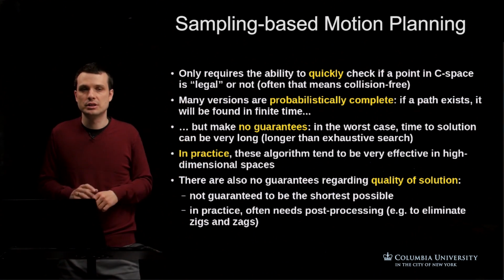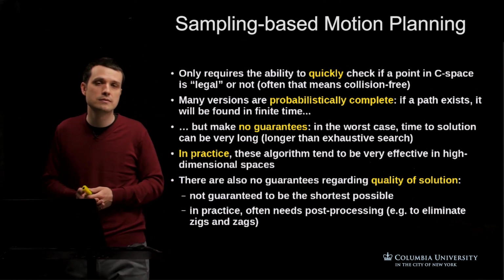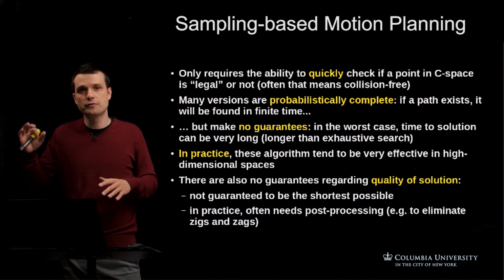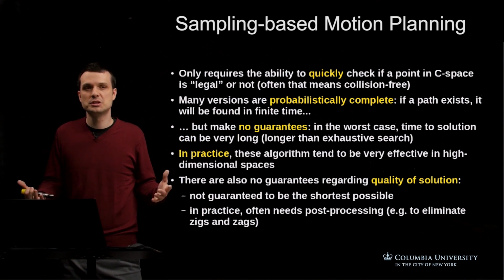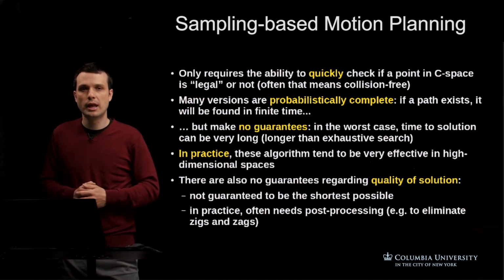for high-dimensional spaces. So if you have a robot that has 6 joints or 7 joints or maybe even more, and in general, a motion planning problem where you're searching for a path from a start to a goal in a high-dimensional space in the presence of obstacles, stochastic motion planning is known to perform really, really well.